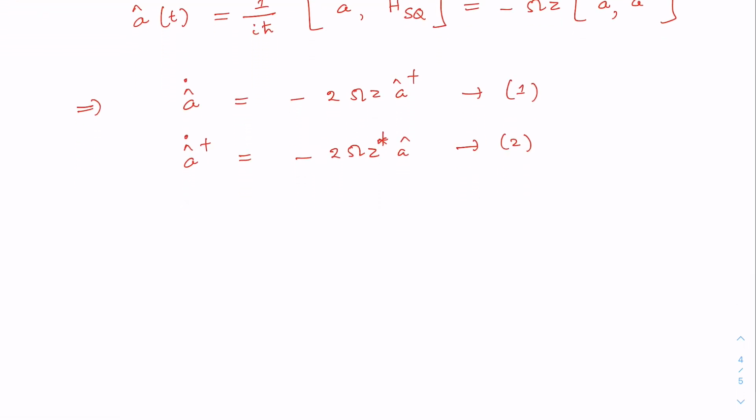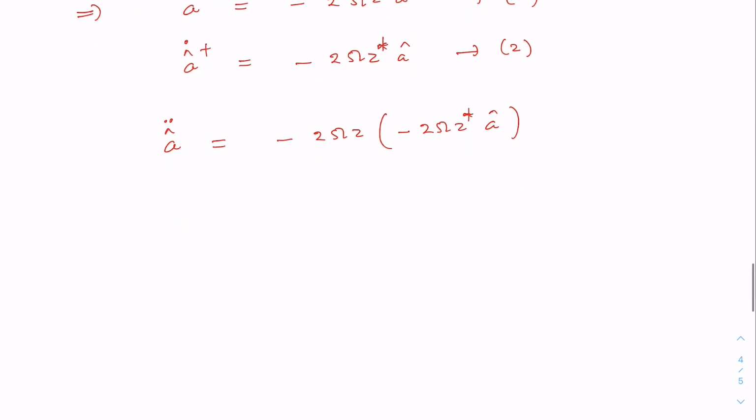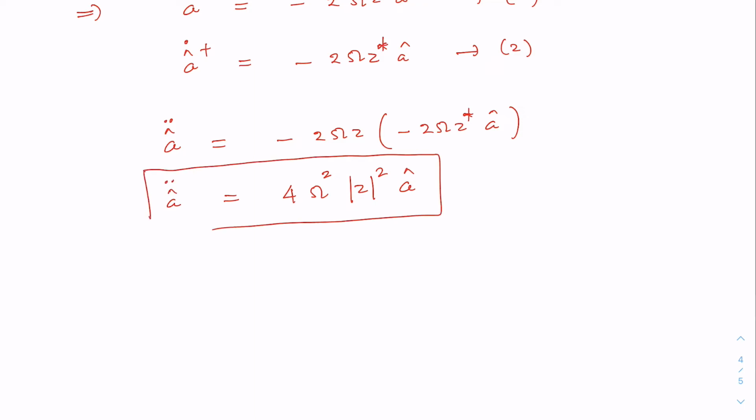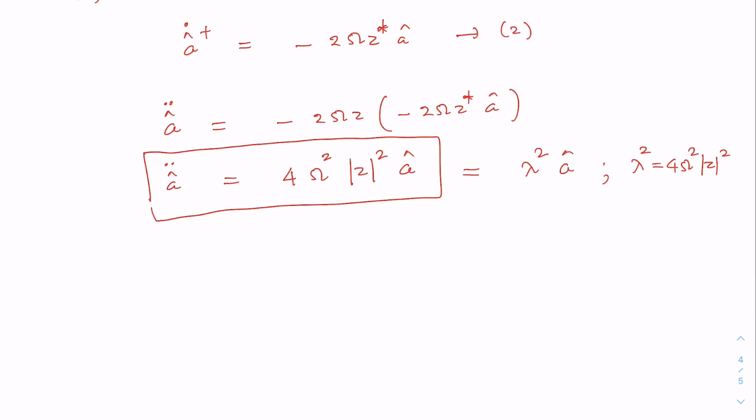Now from these two equations I can get an uncoupled equation. If I take the time derivative of equation 1, I can write a double dot, for the annihilation operator, as minus 2ωz times a† dot, which is minus 2ωz*a, as you can easily see. Therefore I get 4ω²|z|² a. So I get an equation for the annihilation operator, a double dot equal to λ² a, where λ² is equal to 4ω²|z|². Let us say this is my equation number 3.